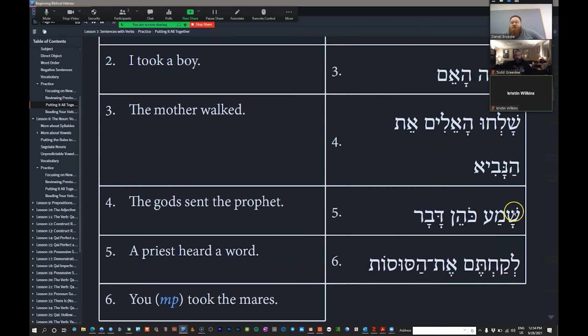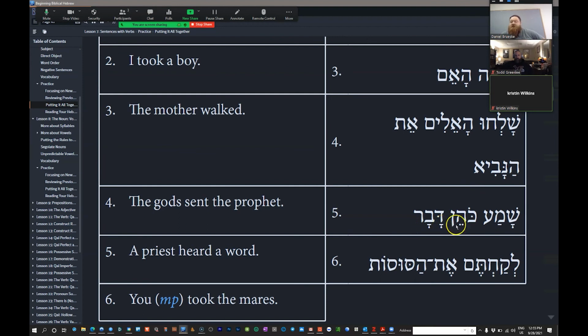Number 5, Shema, 3MS. Our next word, kohen, is masculine singular, so it could be the subject, but davar is also masculine singular, so davar could be the subject. Typical word order would have the subject come immediately after the verb and then the direct object. Let's see if that makes sense. A priest heard a word. That makes sense. What if we switch the order? A word heard a priest. That does not make sense. So here, kohen must be our subject, shema our verb, and davar our direct object.